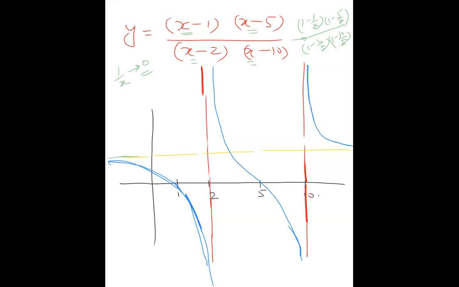So this is the complete frame. Now, next I'm giving you one to try. y is equal to (x minus 1)(x minus 10) upon (x minus 2)(x minus 6). Draw this.